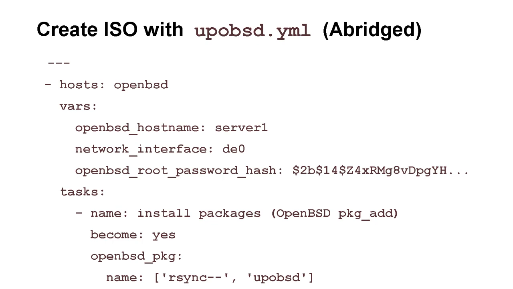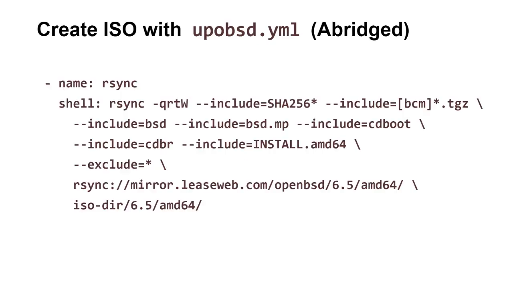Don't install Ansible from a package. Here I'm using rsync to fetch the install sets and put them into the 6.5/amd64 directory so I can install them from the ISO. I need to change my response file to look for these sets here, of course, but I don't need to fetch the bsd.rd ramdisk file because upobsd will do that for me.